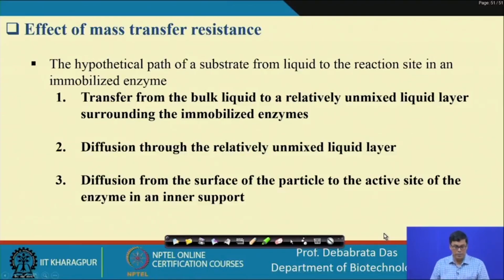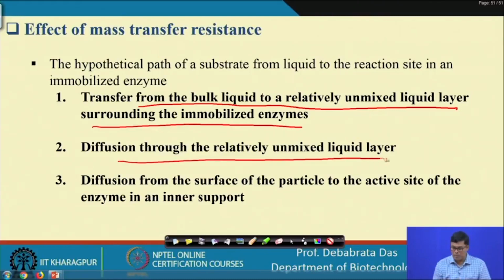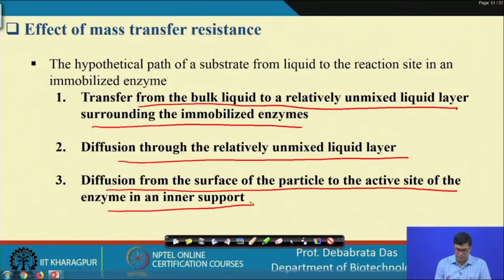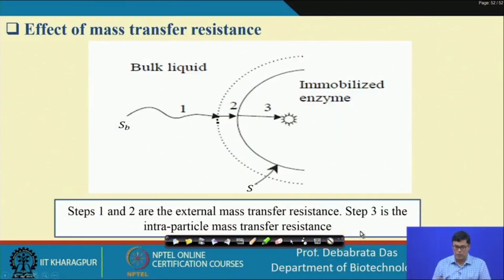Now, the effect of mass transfer resistance. The hypothetical path is like this: transfer from the bulk liquid to the relatively unmixed liquid layer surrounding the immobilized enzyme, diffusion through this relatively unmixed liquid layer, and diffusion from the surface of the particle to the active site of the enzymes at the inner support. I think the next slide represents this in a pictorial form.